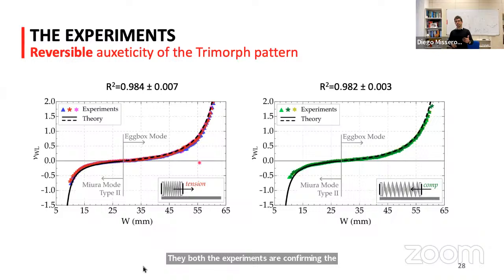And in addition to this qualitative assessment, we also provide a quantitative assessment by evaluating the R square coefficient and its standard deviation. And as you can see, this number is close to 1. So it means that we have a good agreement between the theory and the experiment.